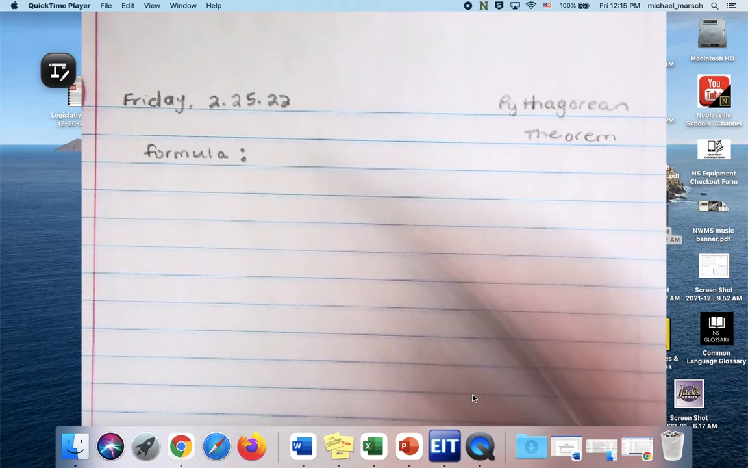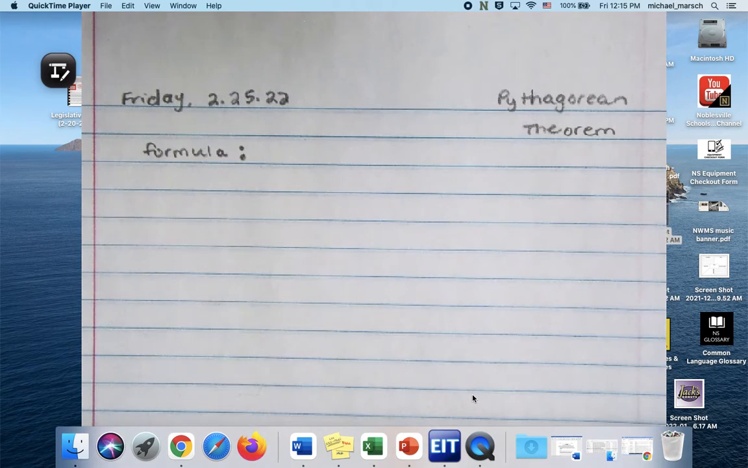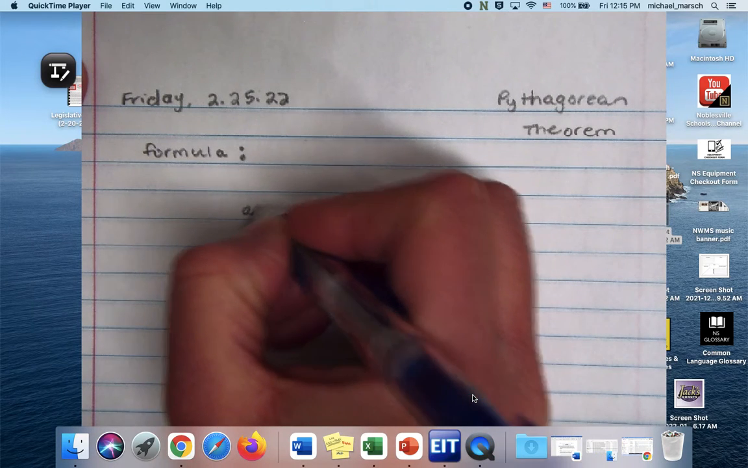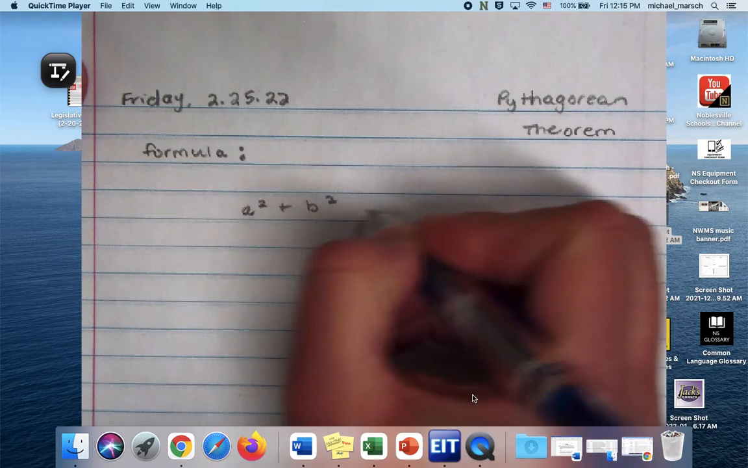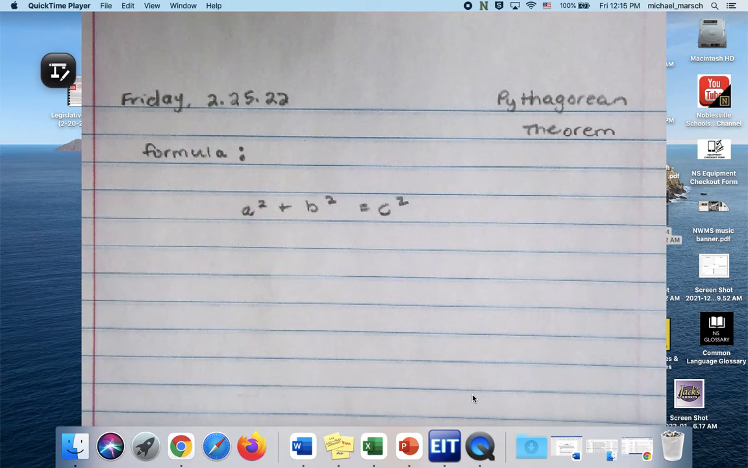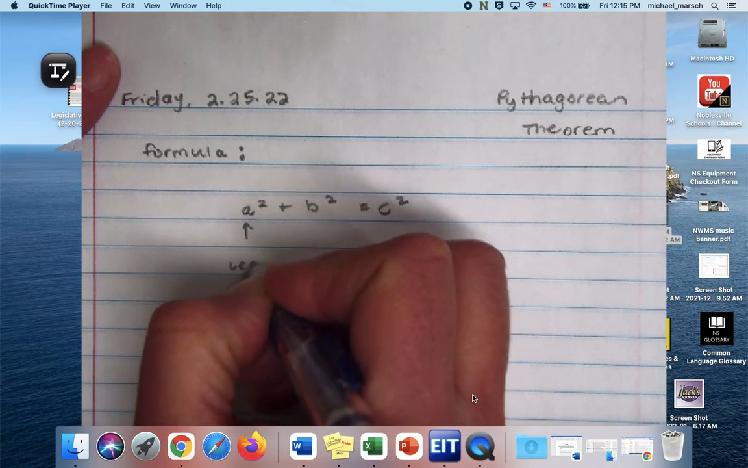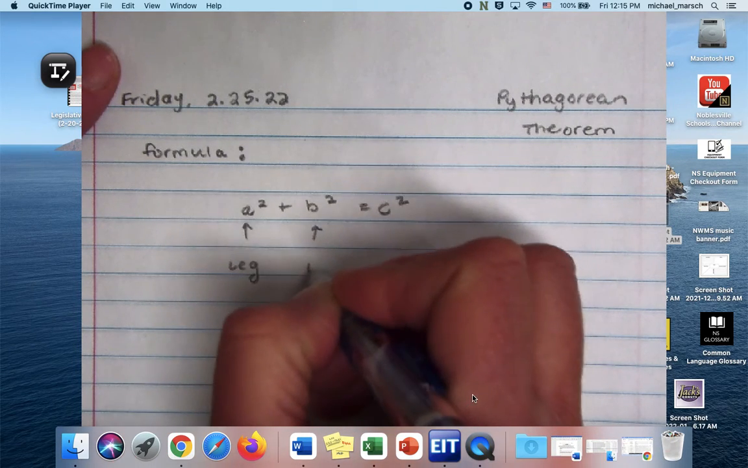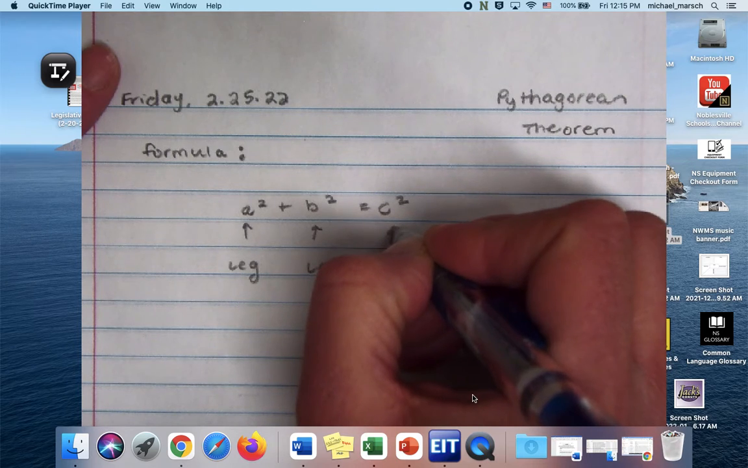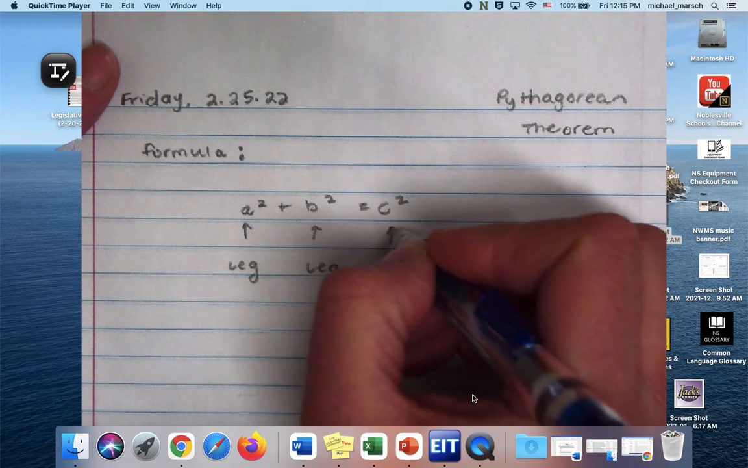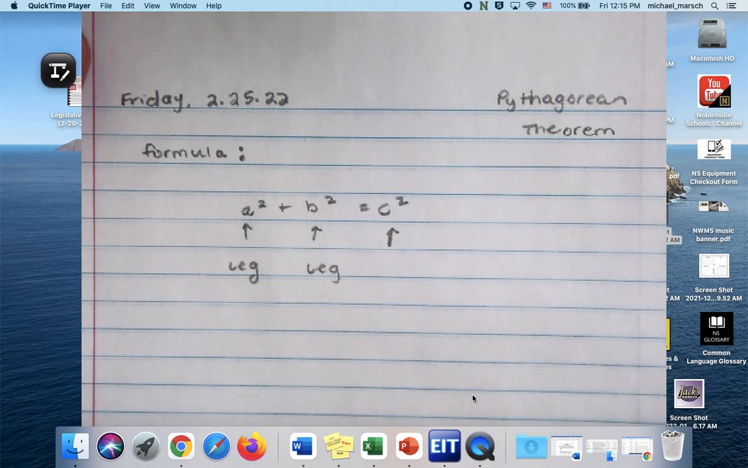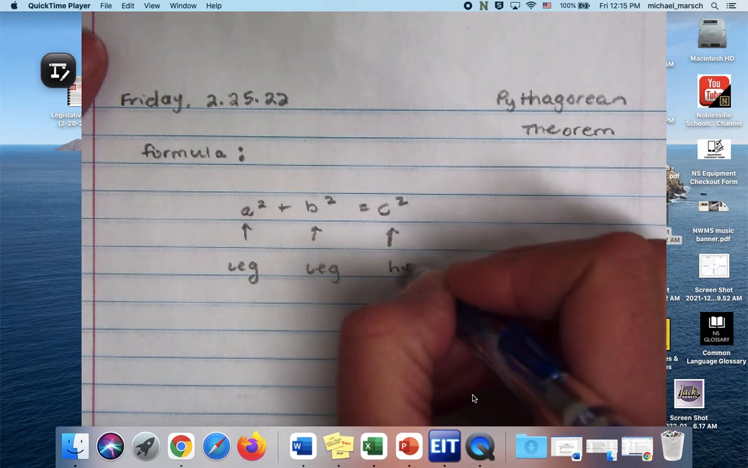All right, so we have a formula. Does anybody remember the formula from the video yesterday? A squared plus B squared equals C squared. Remember, A is considered a leg. B is considered a leg. Who remembers the funky name for C? It starts with A. Hypotenuse. Good.